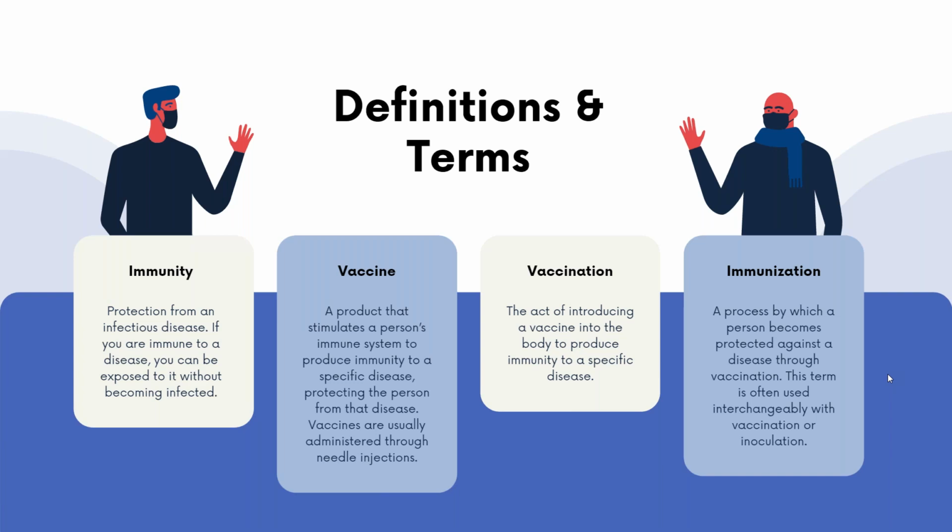The second term is vaccine. It's a product that stimulates a person's immune system to produce immunity to a specific disease, protecting the person from that specific disease. Vaccines are usually administered through needle injections. Sometimes they're drops through the mouth as well. Vaccination is the act of introducing a vaccine into the body to produce immunity to a specific disease.